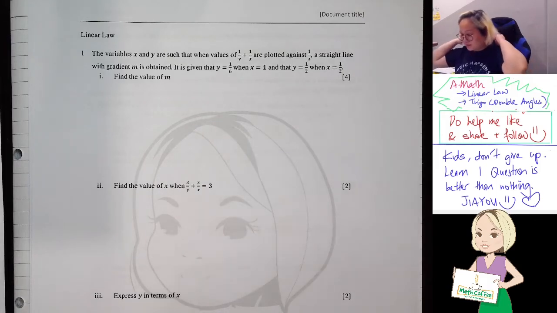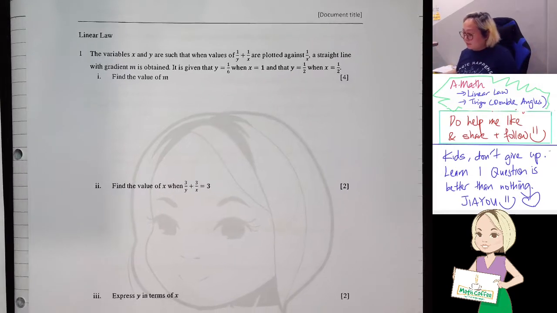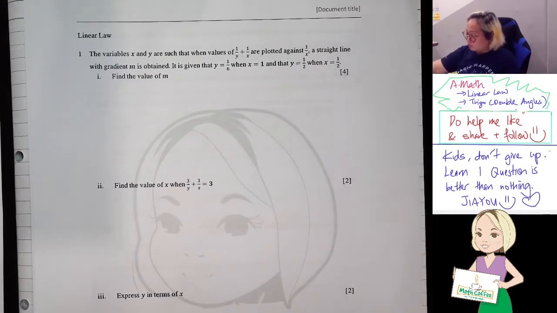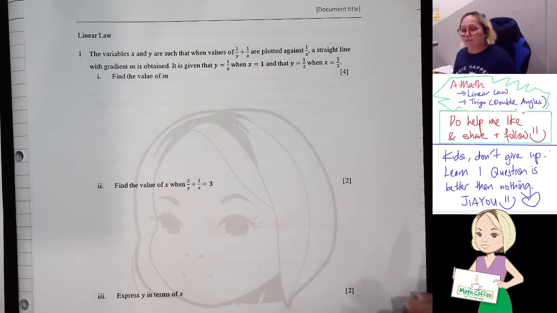Good. Okay, come, linear law. So the first question is not plotting graph. But the first question, I can tell you, most students will get very confused. So don't be like some of my students who are very stubborn. When I tell them to use big Y and big X, they refuse to write it. There's a reason why I always insist that students use big Y and big X.